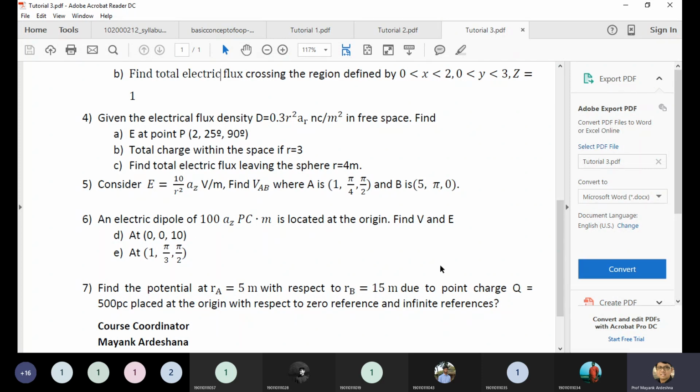The electrical dipole we have not covered because this topic is not in your course, so I'm just skipping this part.